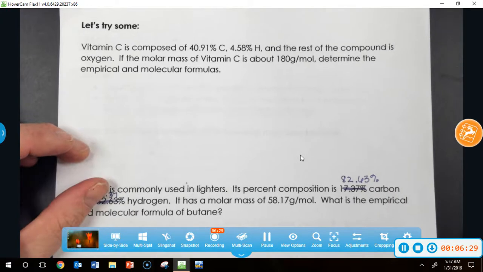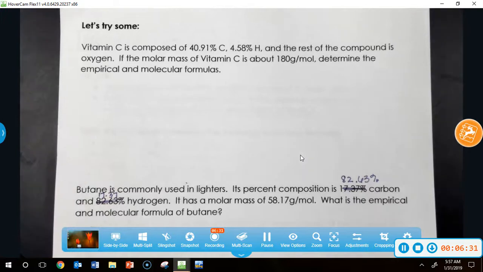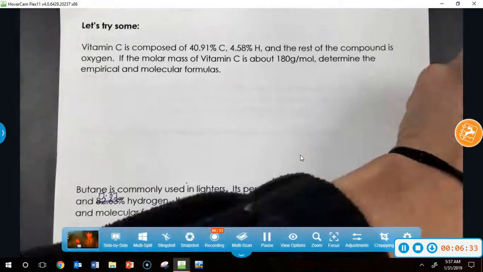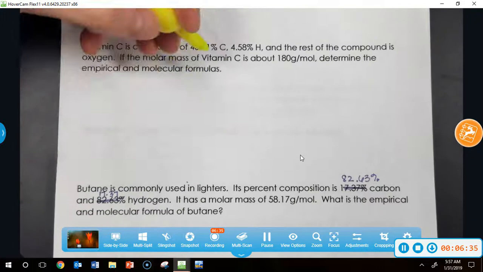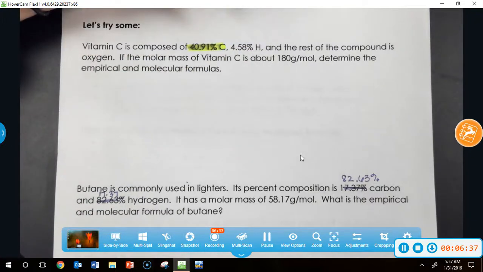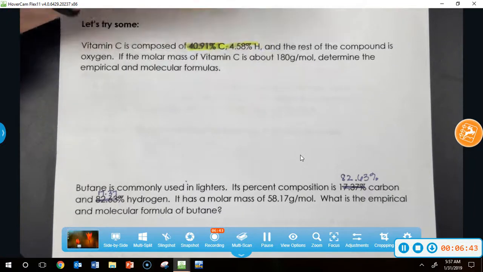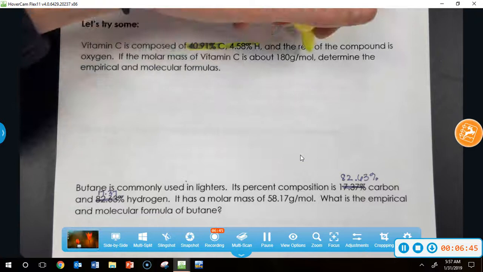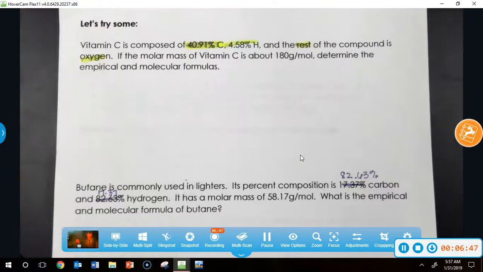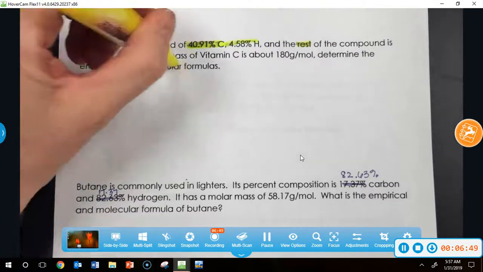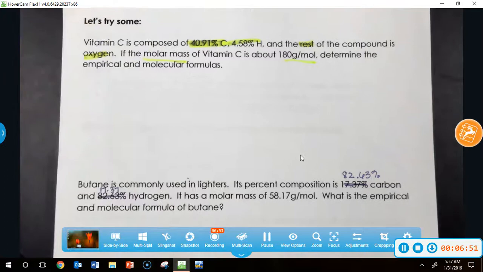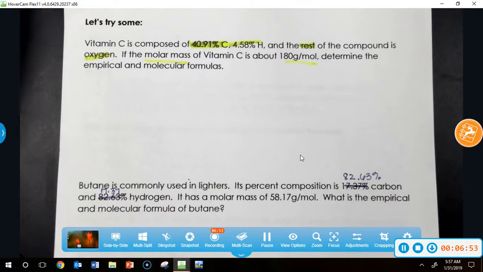I am going to go through it, mostly just to make sure we're good with calculating empirical formulas. So vitamin C is composed of 40.91 percent carbon, 4.58% hydrogen, and the rest is oxygen. If the molar mass is 180 grams per mole, determine the empirical and molecular formulas.